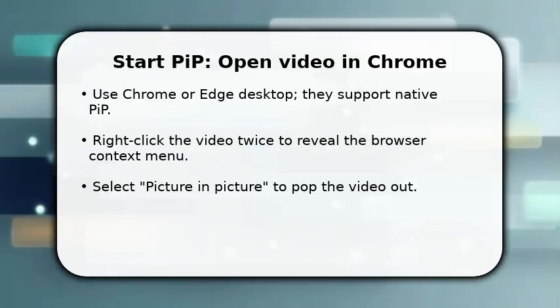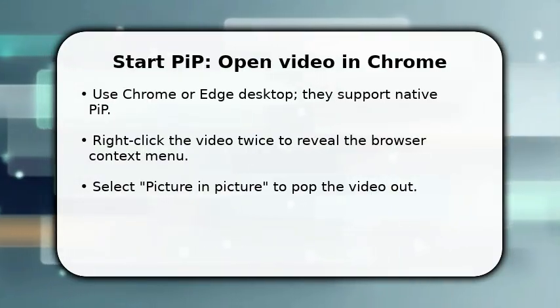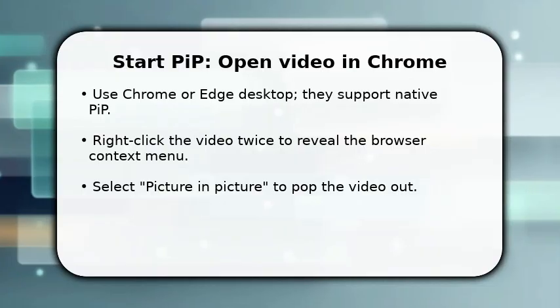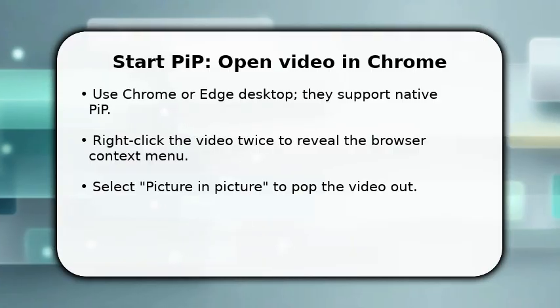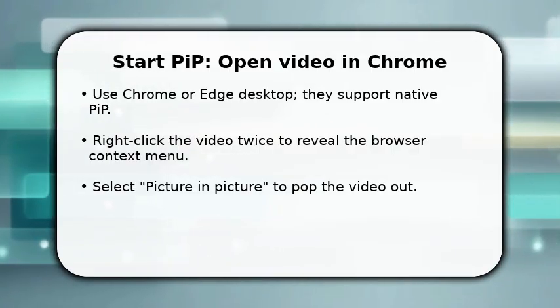You start by opening the YouTube video in Chrome or Edge because those browsers expose a native picture-in-picture command. Once the page loads, right-click the video area twice. First click opens YouTube's menu, second opens the browser menu, so you can see the browser's picture-in-picture option. Click that option to detach the video into a small floating window.